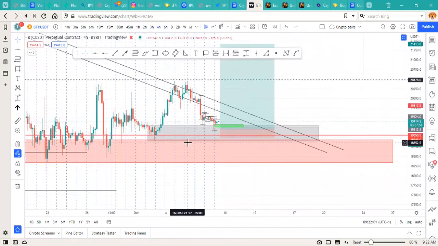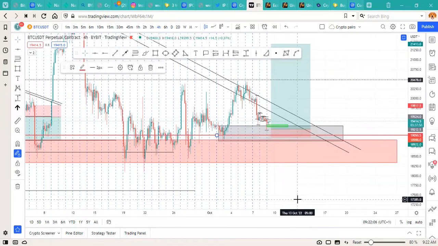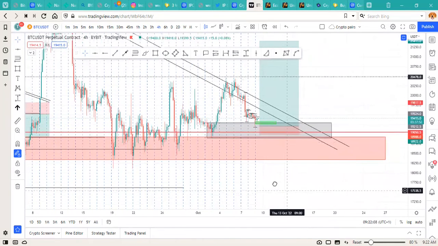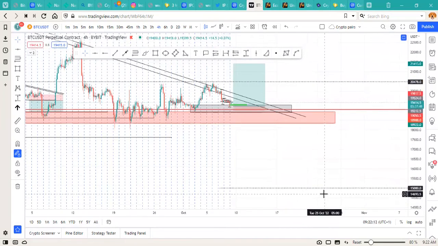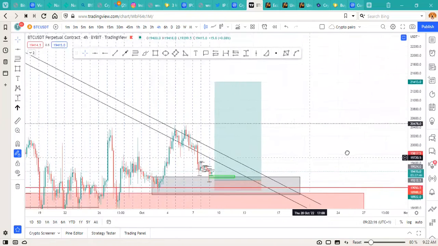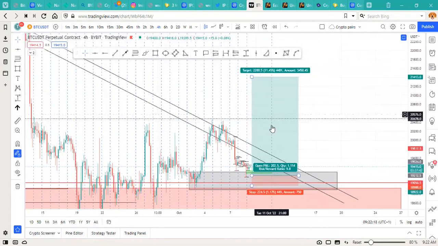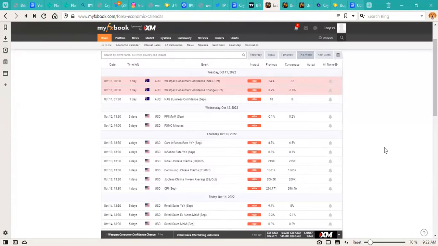But if the market decides to break our point of interest at the $19,050 price, we'll be expecting the market to drop down to $15,000. But in this situation and the current trading pattern we see, we'll be expecting the market to move to the upside. So let us see the day that we are expecting much liquidity in the market.